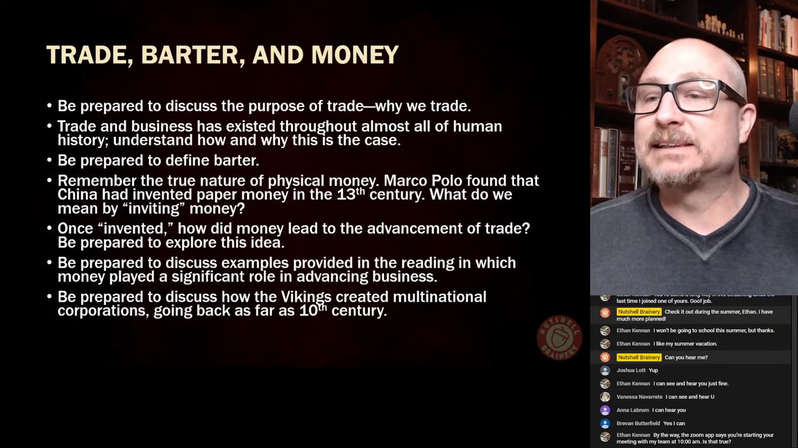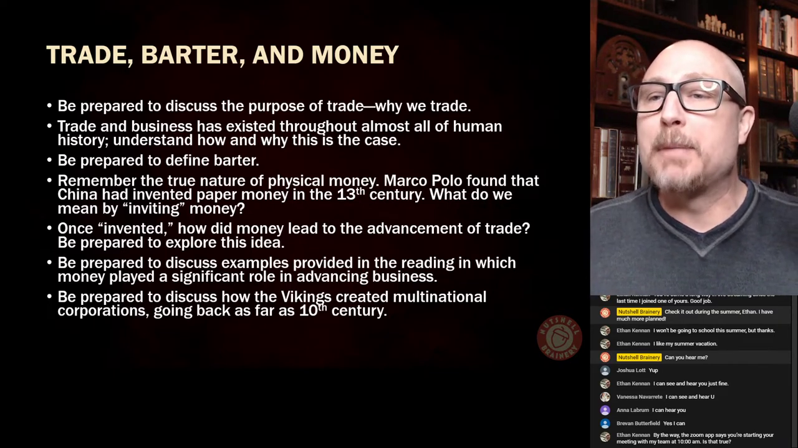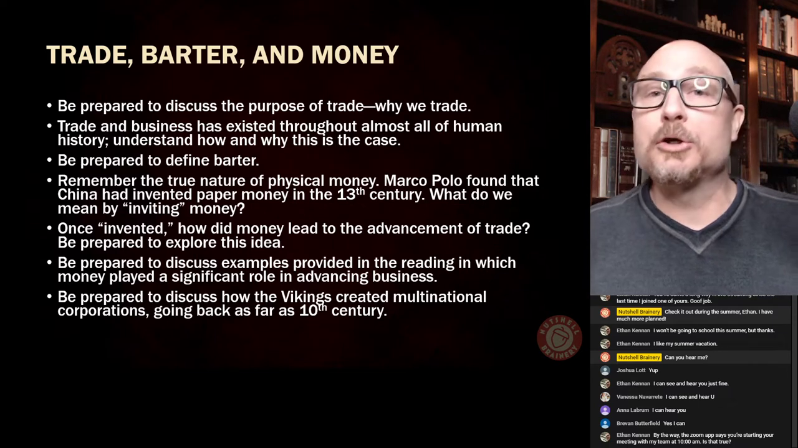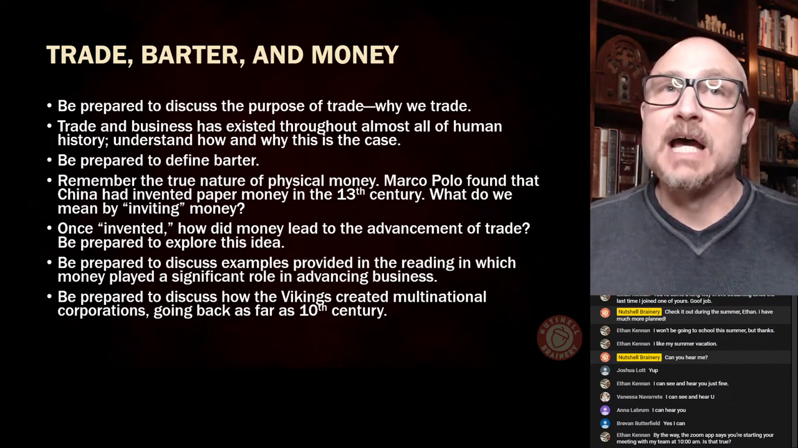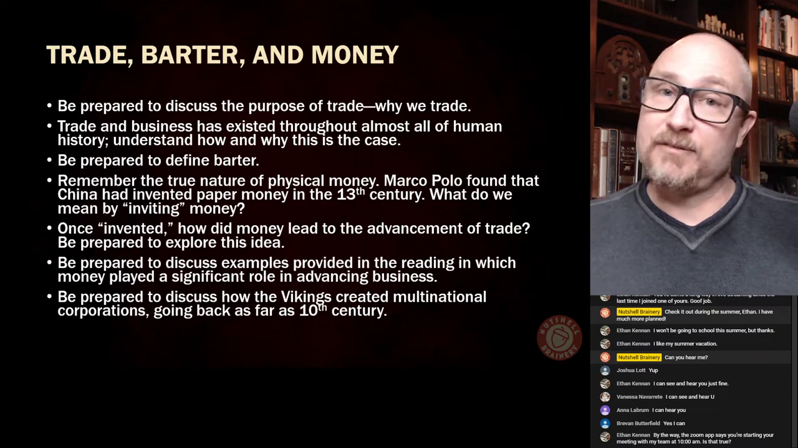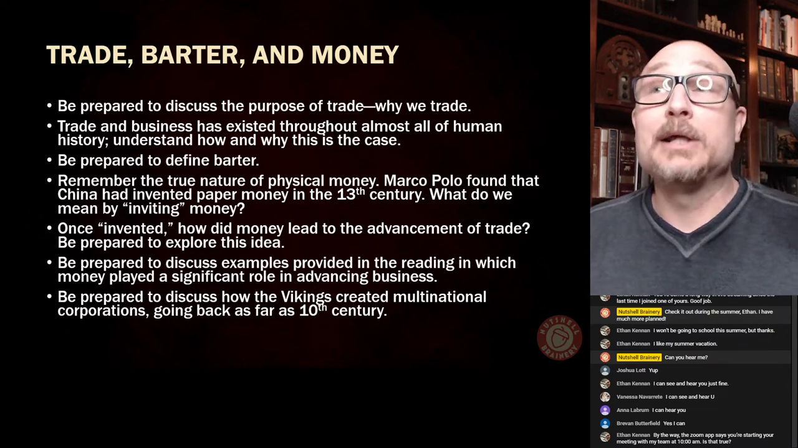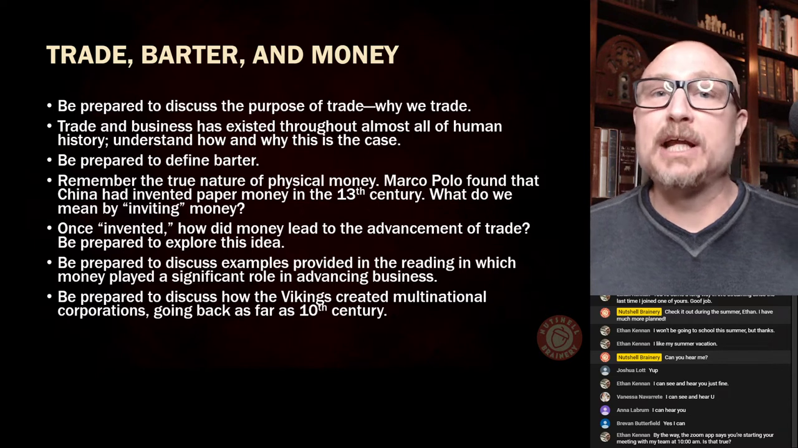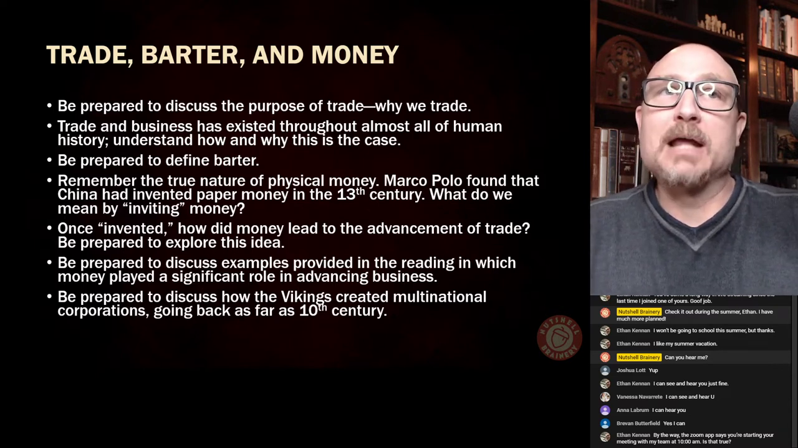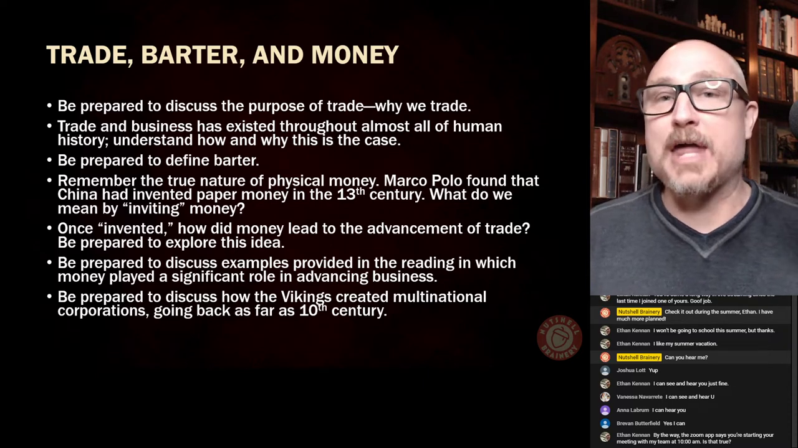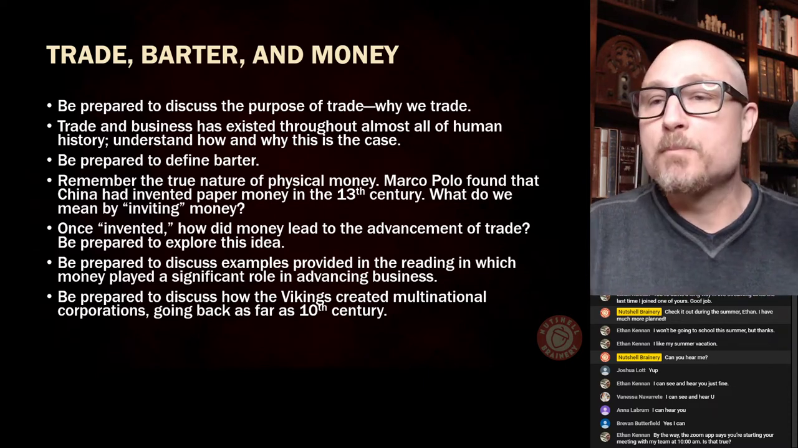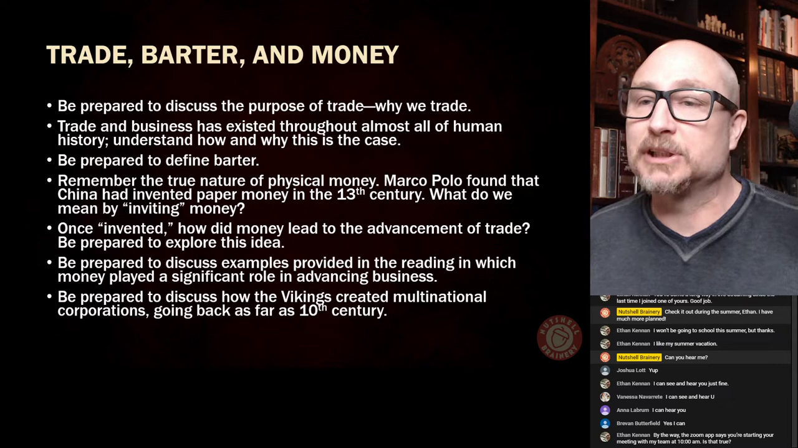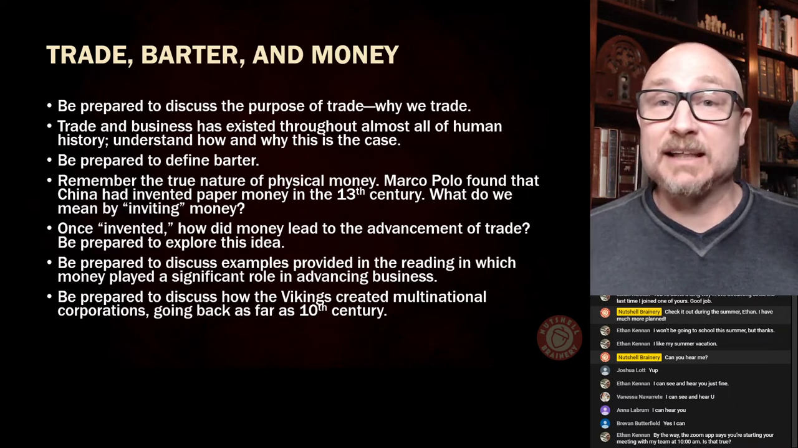Be prepared to discuss examples provided in the reading in which money played a significant role in advancing business. Okay, so what you'll want to do is look back to the reading and find examples of when money played a role in advancing business. So readings you might look at are perhaps the Protestant work ethic. This kind of changed the way that we saw money. You might look at the Vikings and how they applied it and so forth. Now, to that note, be prepared to discuss how the Vikings created a multinational corporation or corporations going back as far as the 10th century.